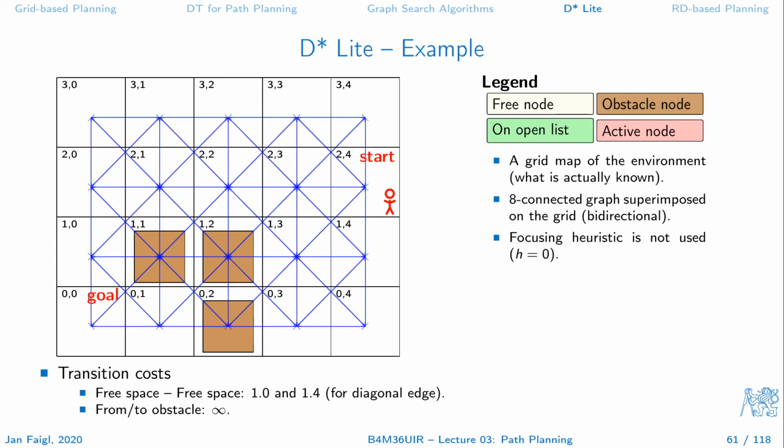So we'll start with this example. We have this grid environment, and on top of this grid we have 8 neighborhoods. So we have this start, we have this goal. These are the cells. The first number is the row number, the second number is the column number. These are the obstacles. So this is the actual map of the environment. So that's what we know. We consider diagonal edges a bit longer, and the transition cost to an obstacle is infinity.